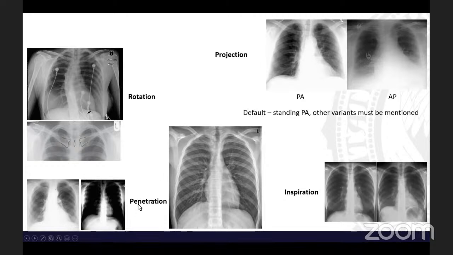And penetration is the third thing. It means like exposition of the picture. Even if it's slightly rotated, it's a nicely penetrated picture. It means you should see vertebrae, like the spine, in the mediastinum. You can't see it here. You can see it here, but that's the second, that's the border, the other border.